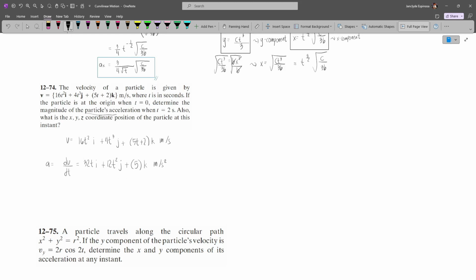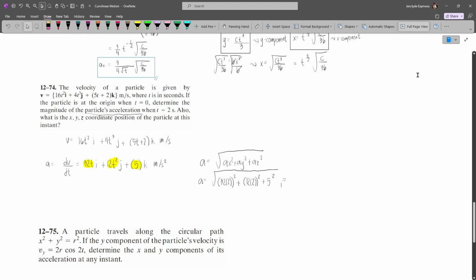And so to get the particle's acceleration when time is equal to 2, we'll use a equals the square root of ax squared plus ay squared plus az squared. So for ax, we have this function, 32 times 2 and then squared, plus our ay is 12t squared. Just to make this clear, these are our accelerations for each component. Now for ay, we have 12t squared, so 12 times 2 and then squared. And then for az, we have plus, this is only 5, so 5 squared.